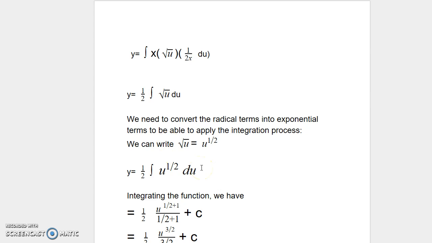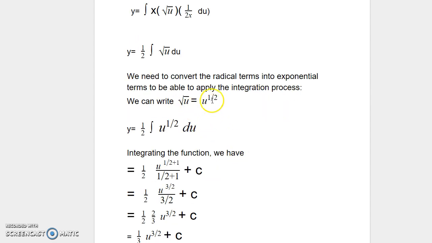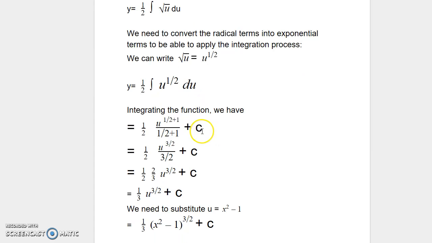We need to convert the radical term into an exponential term to be able to apply the integration process. Square root of u I can write as u to the power of half. So therefore y is equal to 1 half integral u to the power of 1 half du. Square root of u converts to u to the power of half, and then I have du there. Now we are integrating these terms, so it converts as shown here. 1 half times integral u to the power of half du converts to u to the power of half plus 1 divided by half plus 1 plus c, where c is a constant of integration.